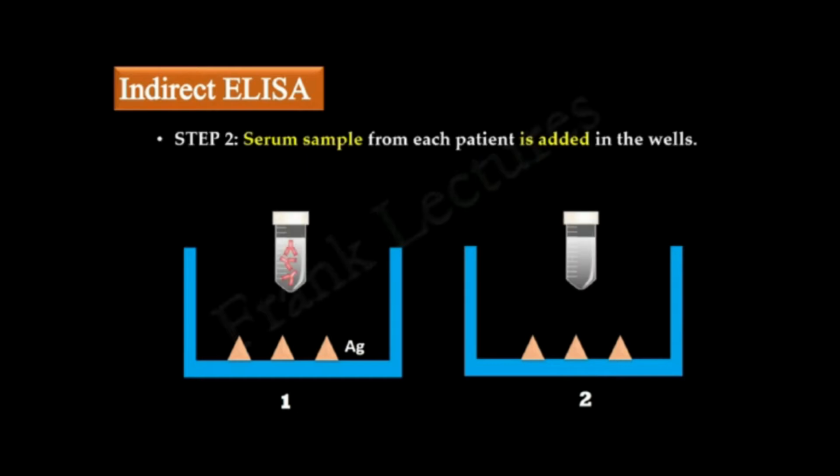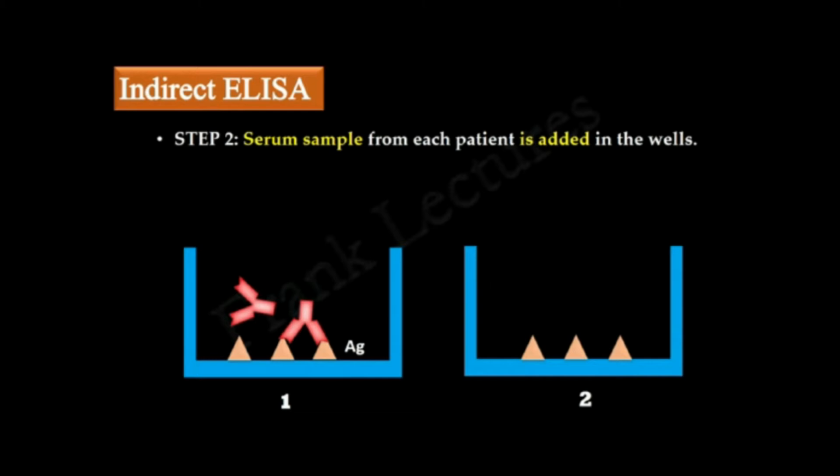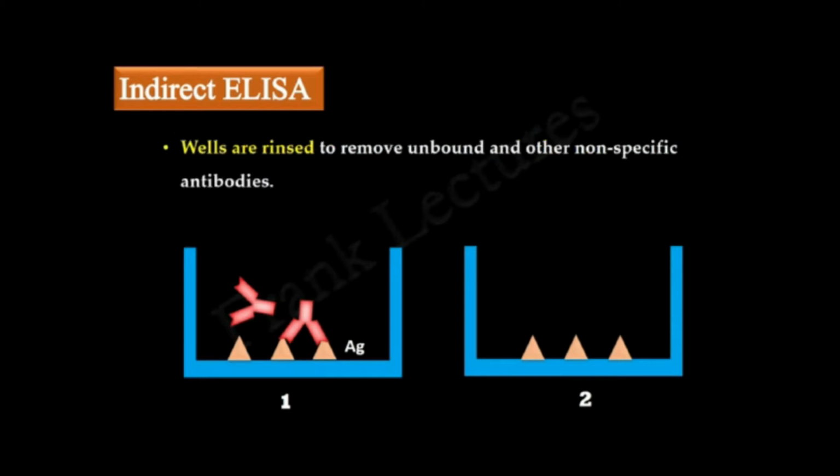In the second step, serum samples are added to the wells. The first serum sample contains the antibody of interest, which binds to the specific antigen coated in the well. While in the second well, without antibody or with non-specific antibody, it will not bind to the antigen. Wells are again rinsed to remove unbound antibodies. The antibody which directly binds to the antigen is called the primary antibody.